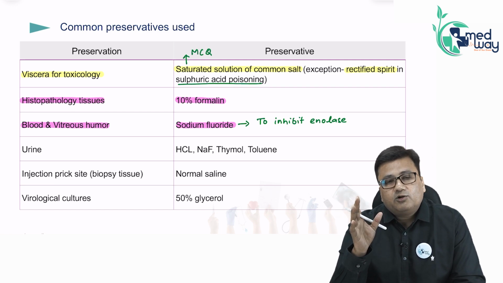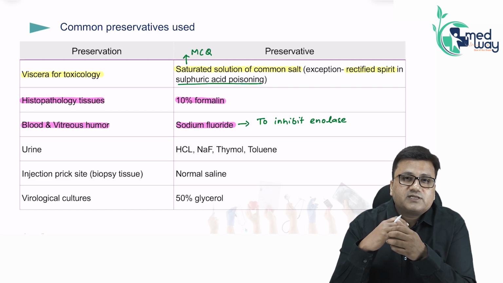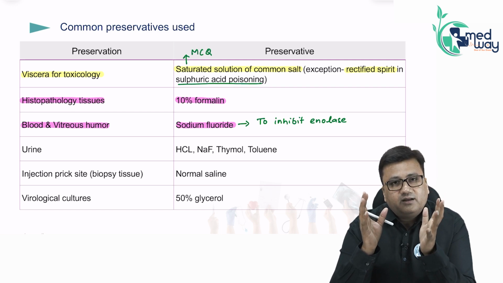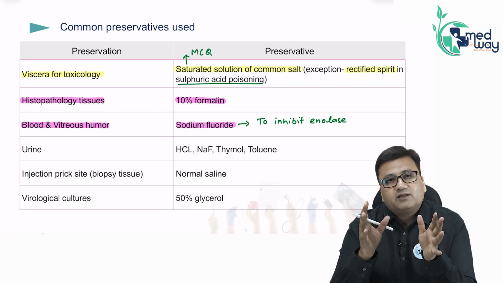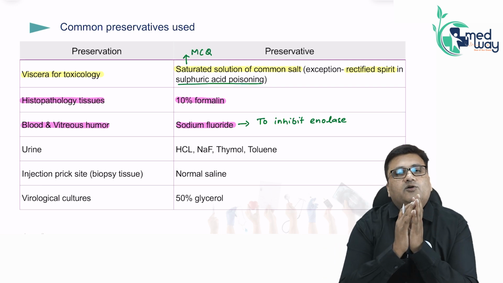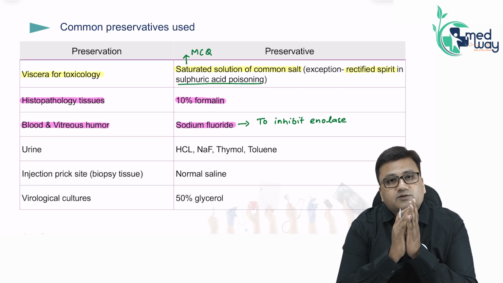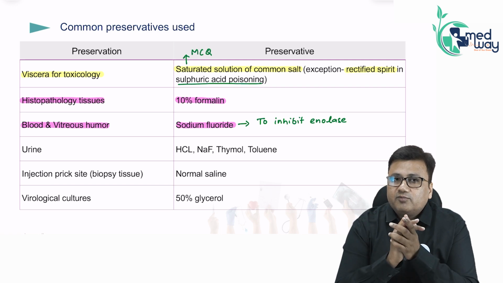If you do not inhibit enolase, the blood cells will keep on utilizing the alcohol present in the blood and keep on doing their glycolysis. So, by the time you have taken the blood, till the time the blood will be analyzed, a certain level of the content of blood will be decreased, which you do not want. So, you want enolase inhibition, so you add sodium fluoride to it.